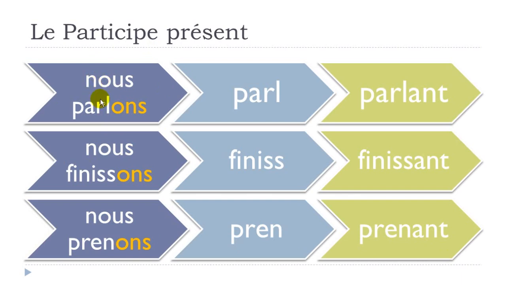Okay, so let's see. Nous parlons, so you get parl, and participe présent, parlant. Nous finissons, finiss, and then you will get finissant. Then nous prenons, pren, prenant.